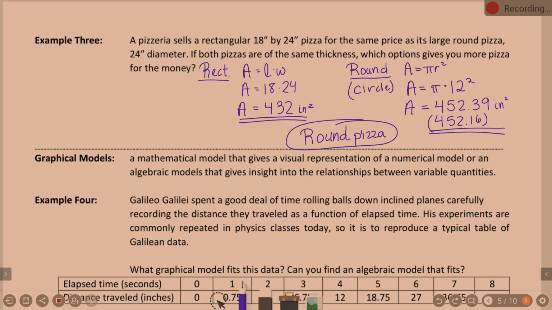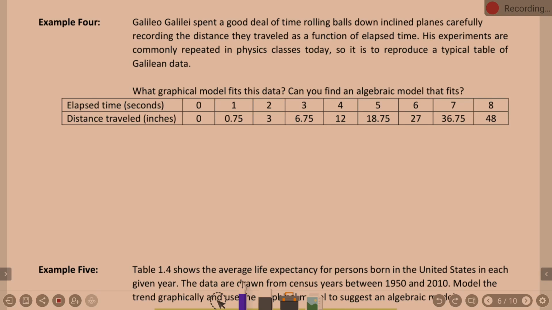Our example is about Galileo. He spent a good deal of time rolling balls down inclined planes, carefully recording the distance they traveled as a function of elapsed time. His experiments are commonly repeated in physics classes today. So it is to reproduce a typical table of Galilean data. Now, you have a set of data here to look at. And you have a question, two questions actually.